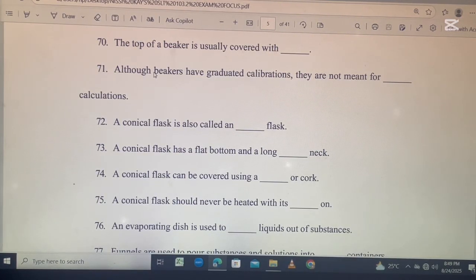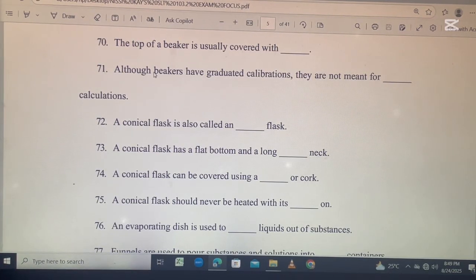A conical flask has a flat bottom and a long narrow neck. Number 74. A conical flask can be covered using a rubber cap or cork. Now, number 75, a conical flask should never be heated with its cap on.